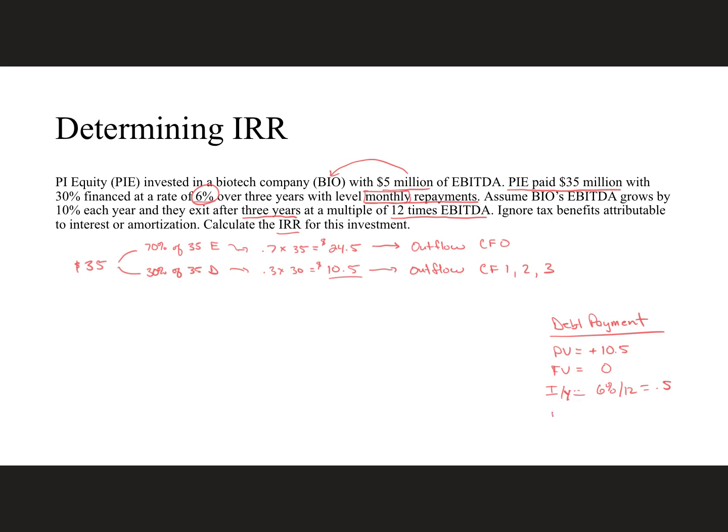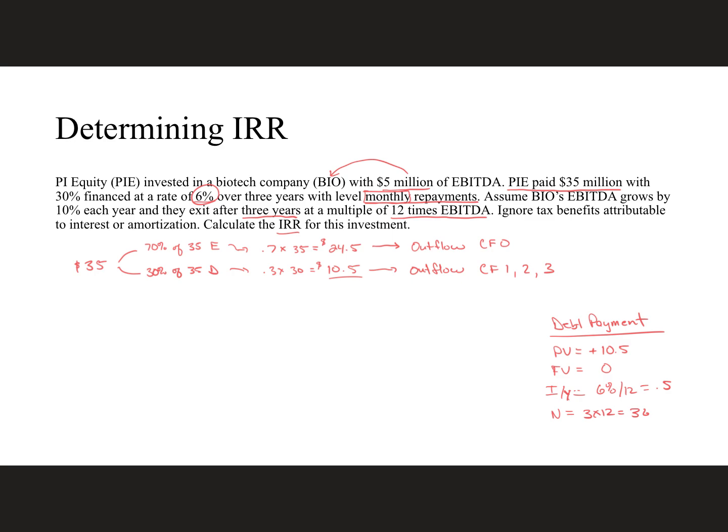Our N is going to be 3 years times 12 months, which is 36 months. Let me just pull my calculator up, and I'm going to go ahead and put these values in my time value of money calculator. So I've got 10.5 as my present value, 0 as my future value, 0.5 as my interest rate, 36 as my N, and I'm going to compute my payment.